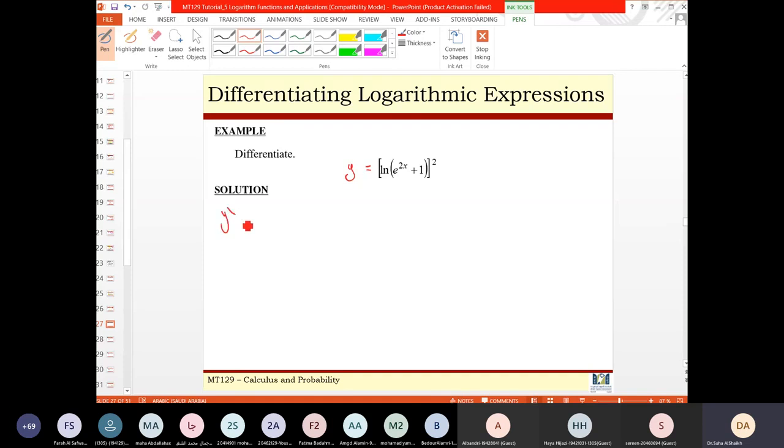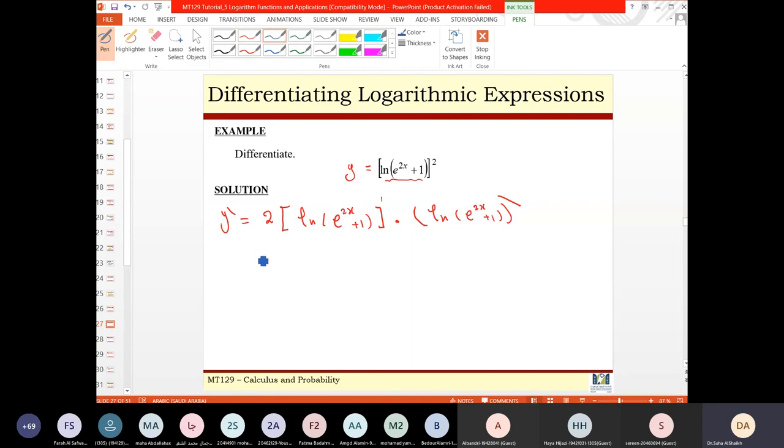So y dash is equal to the derivative of the bracket, 2 ln exponential of 2x plus 1 to power 1, multiplied with the derivative of what is inside, meaning the derivative of ln of exponential 2x plus 1, I put a dash on it. You got it? So this is the first step: the derivative of the bracket times the derivative of what is inside the bracket.